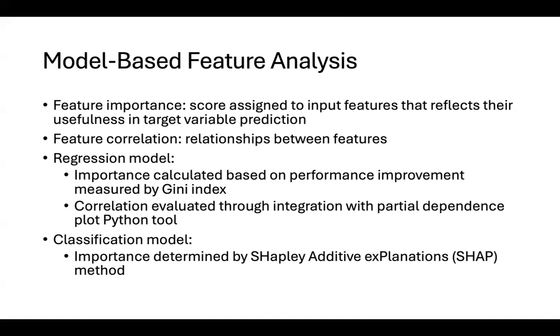The project also evaluated feature importance, which is the score assigned to input features that reflects their usefulness in target variable prediction, and feature correlation, which is the relationships between features. For the regression model, feature importance was calculated based on performance improvement measured by the Gini index, and correlation was evaluated through integration with the partial dependence plot tool from Python. Within the classification model, feature importance was determined by the Shapley additive explanations, or SHAP method.